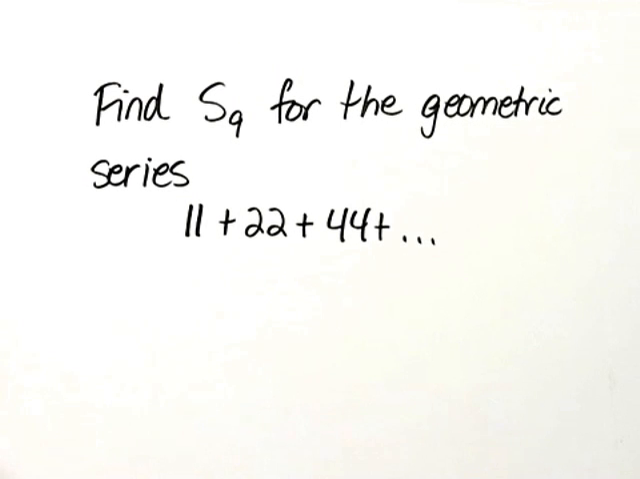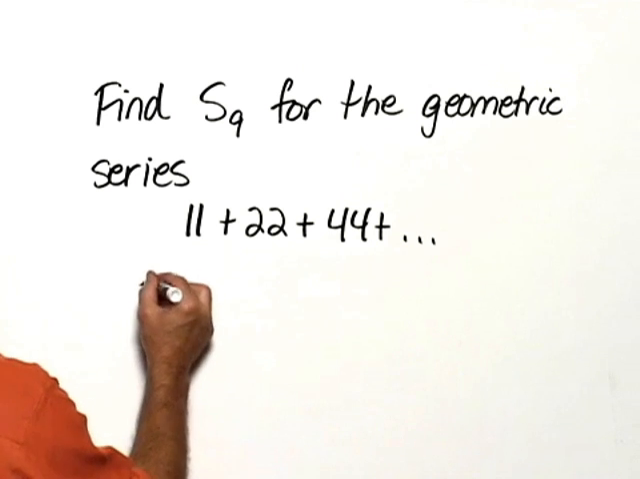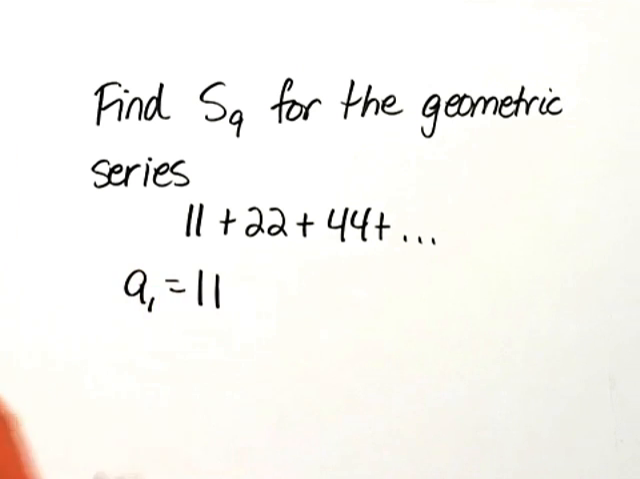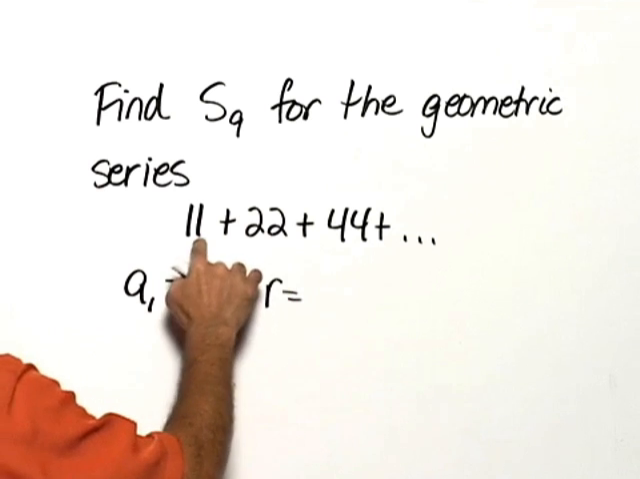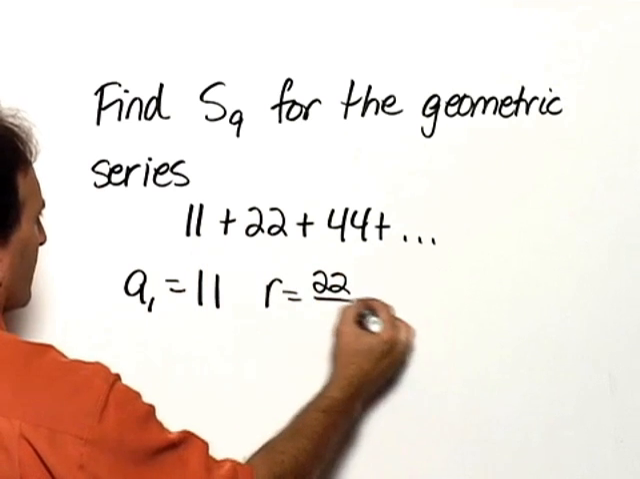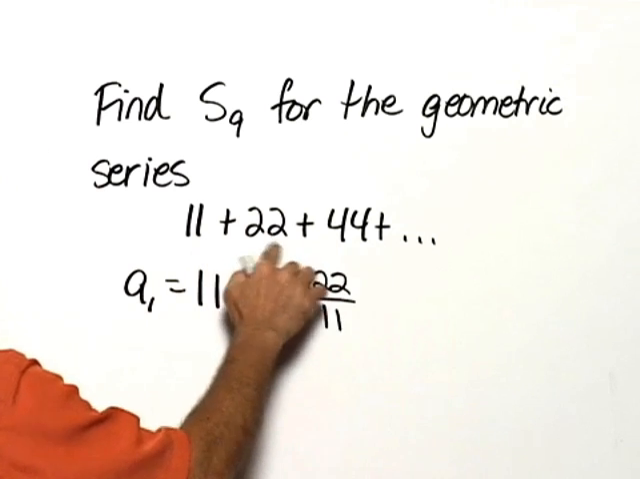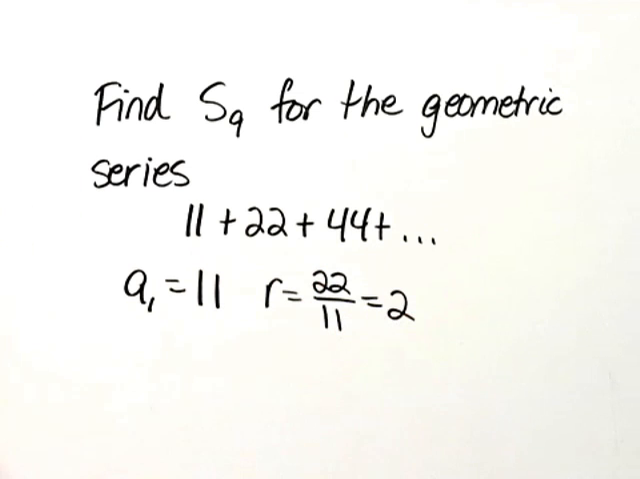Find S sub 9 for the geometric series 11 plus 22 plus 44 plus etc. So let's identify. The first term, a sub 1, is 11. R, the common ratio, we could take 22 divided by 11, or we could take 44 divided by 22, and they will, of course, both yield the same result, that the common ratio is 2.